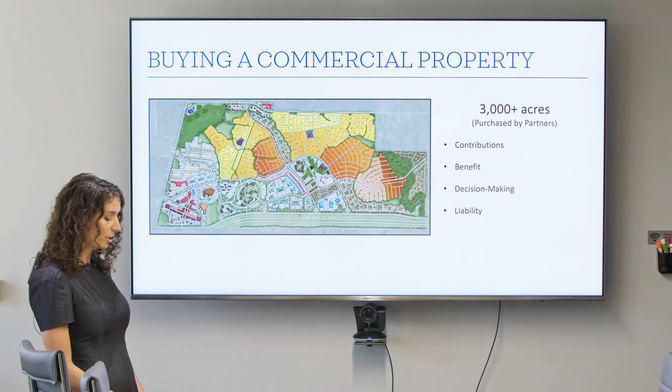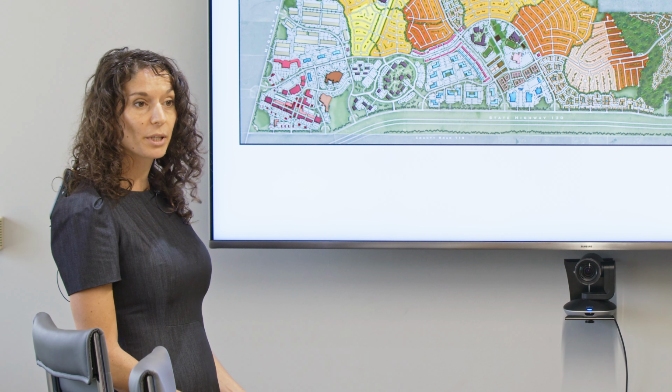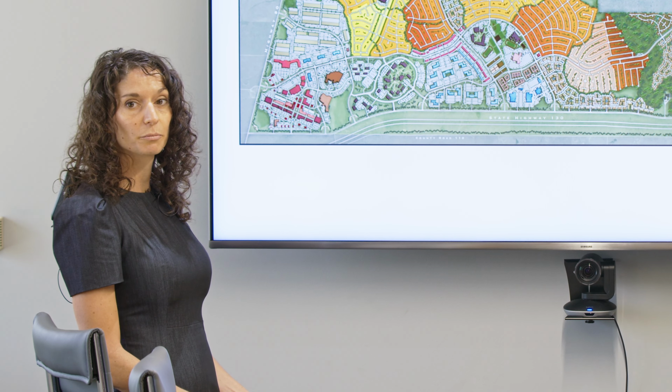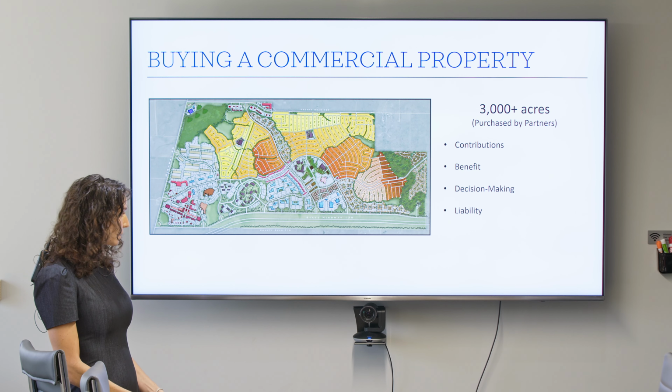There's a lot more money involved and a lot more decisions to be made. Also, the type of benefit is different. You're not here to live in a home, you're here to make money off of this project. So let's consider the same factors.